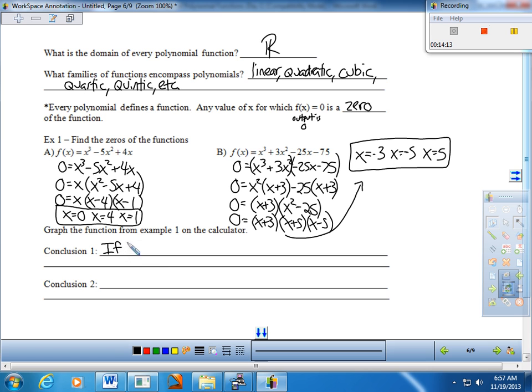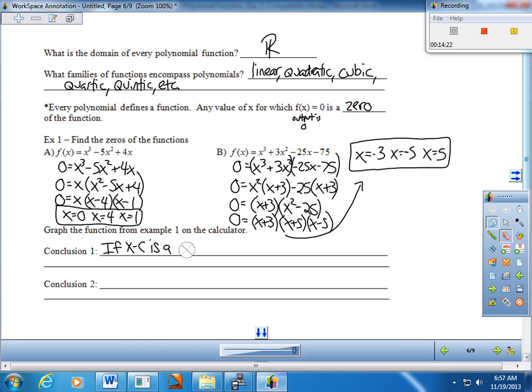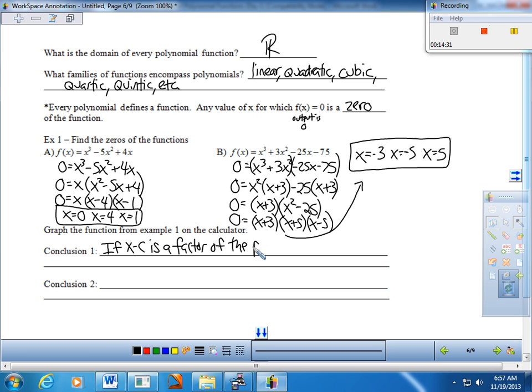If x minus c is a factor, let me word that correctly for you. There we go. So if x minus c is a factor of the polynomial, then c, we'll talk a lot about the c value as we talk more about zeros. So if x minus c is a factor of the polynomial, then c is a 0 of the function. Factors and zeros.